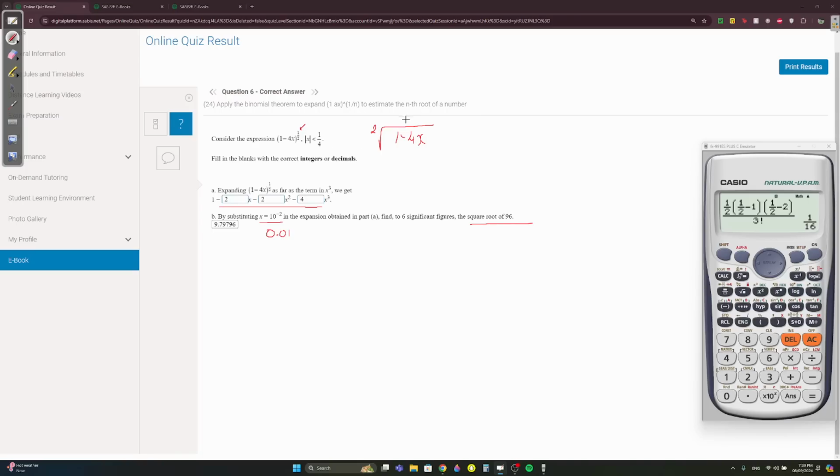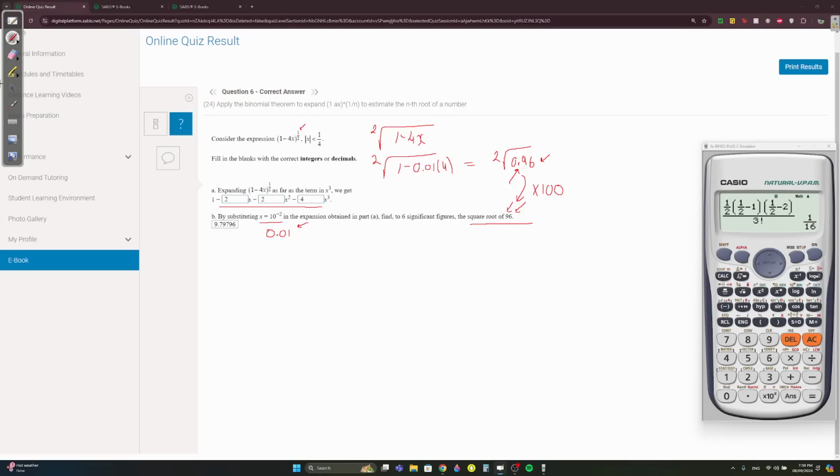Okay? They're saying substitute x as 0.01. Let's substitute. Okay, square root of 1 minus 0.01 times 4, right? You're going to get square root of 0.96. Okay. Did they say square root of 0.96 or square root of 96? Square root of 96, right? So what do you have to do to get from 0.96 to 96? We have to what? Times 100, right?